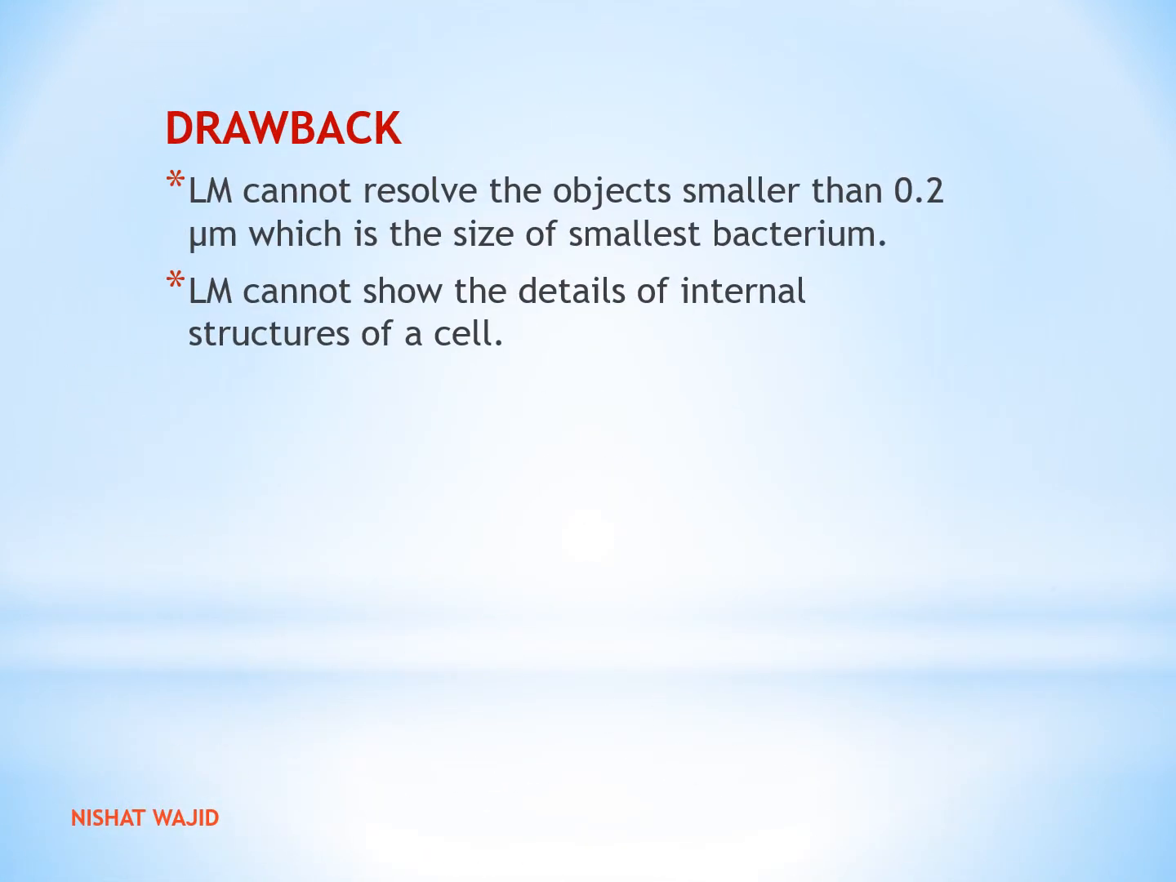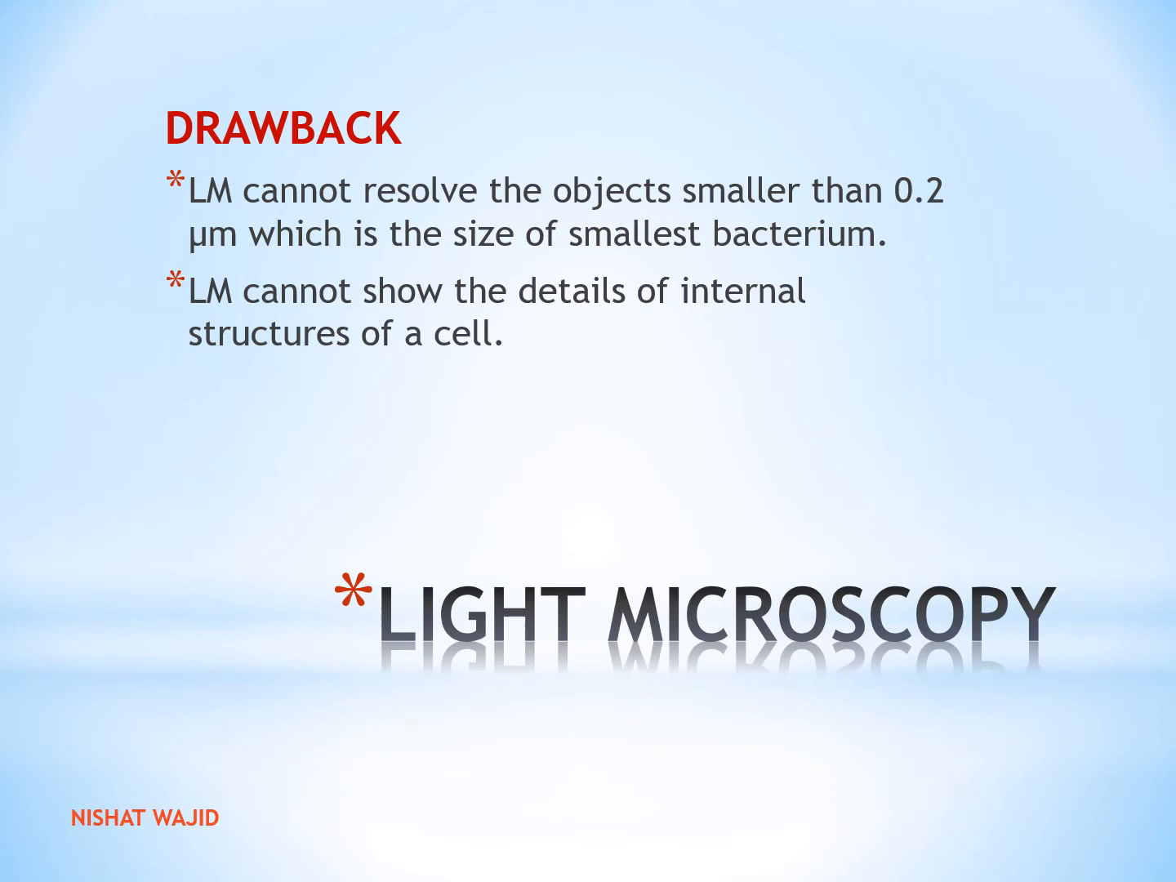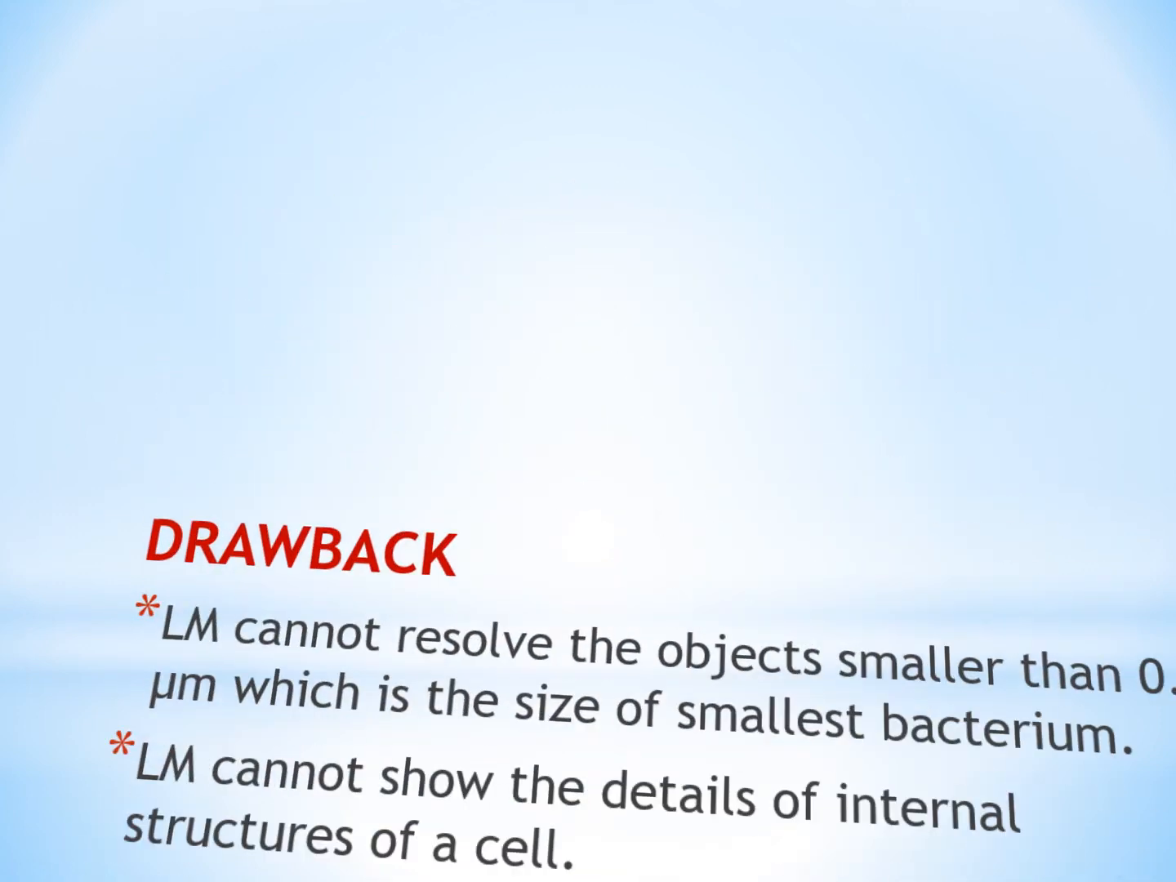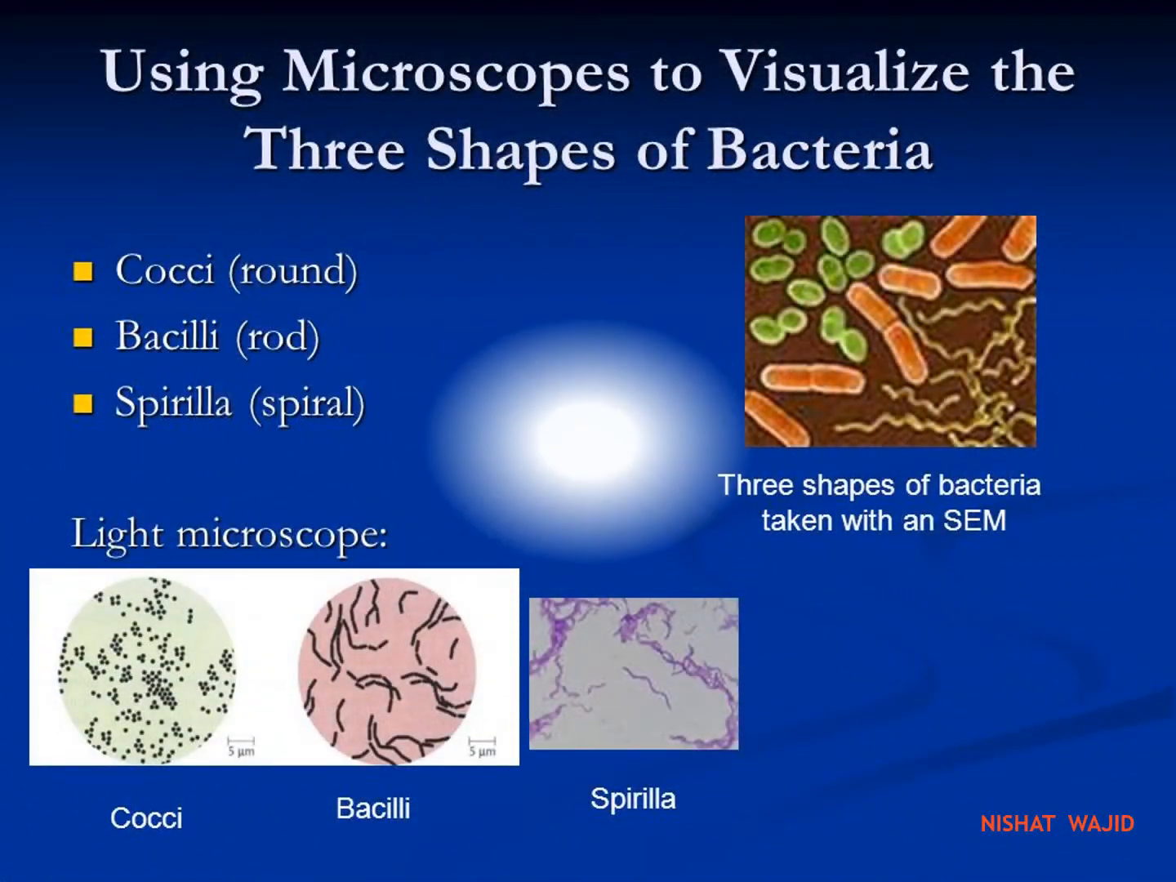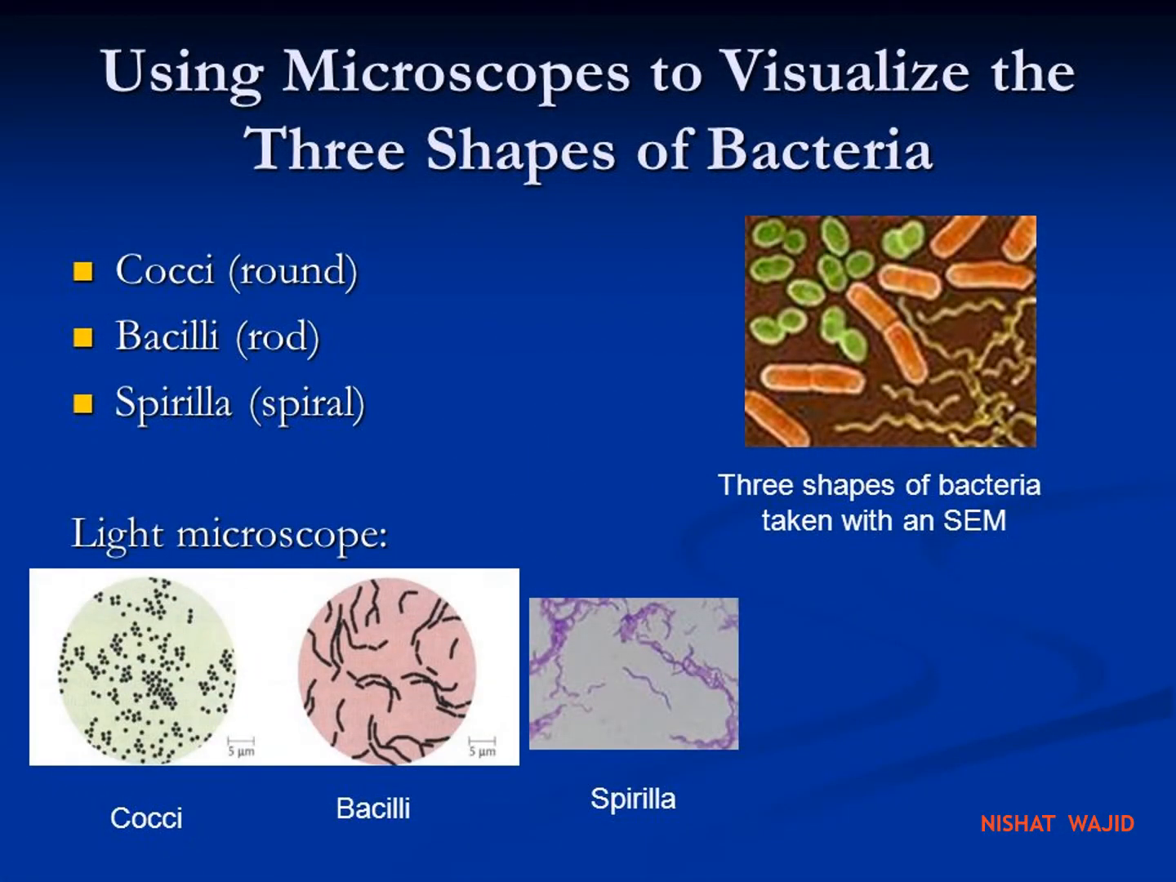Light microscope is not advanced type. It has the drawback that it cannot resolve the objects smaller than 0.2 micrometers, which is the size of smallest bacterium. Also, it cannot show the details of internal structures of a cell. Different types of bacteria seen under light microscope are shown in this diagram. We can see bacteria but cannot see internal details of cells.